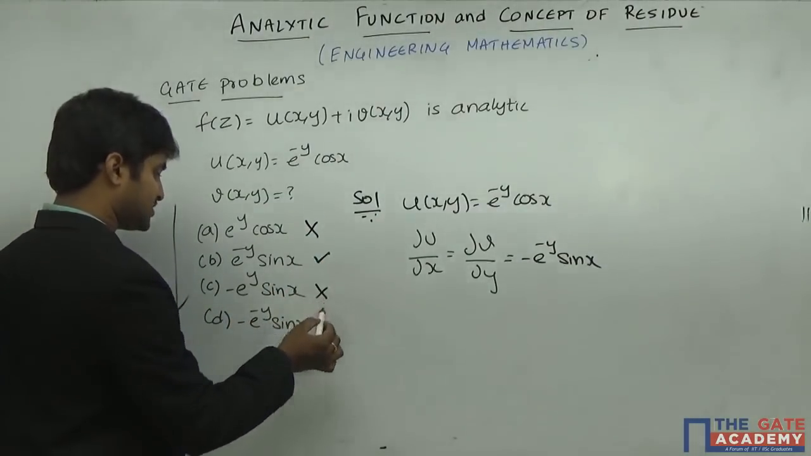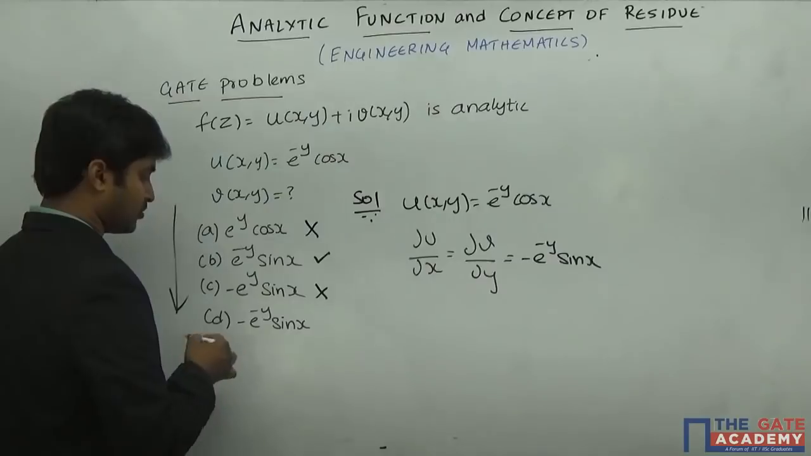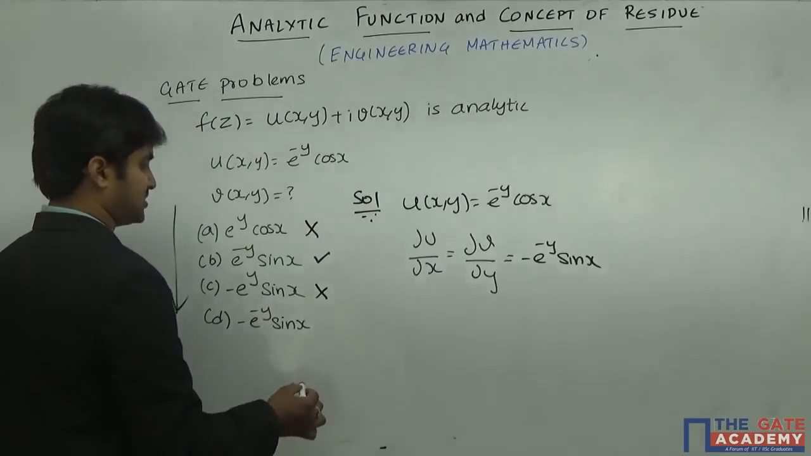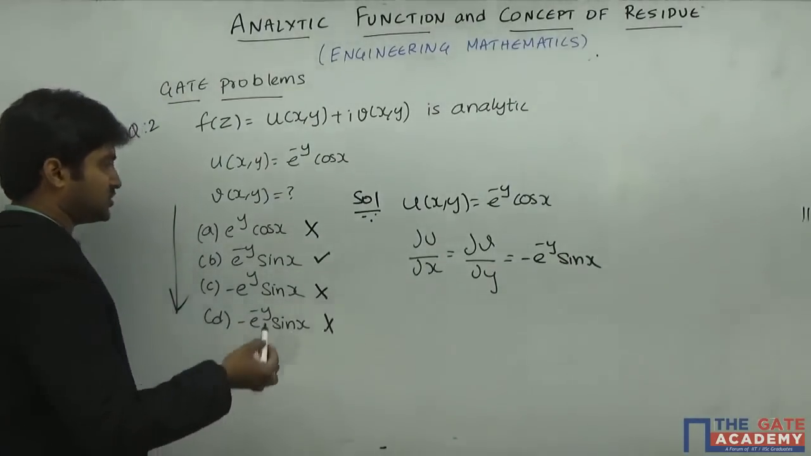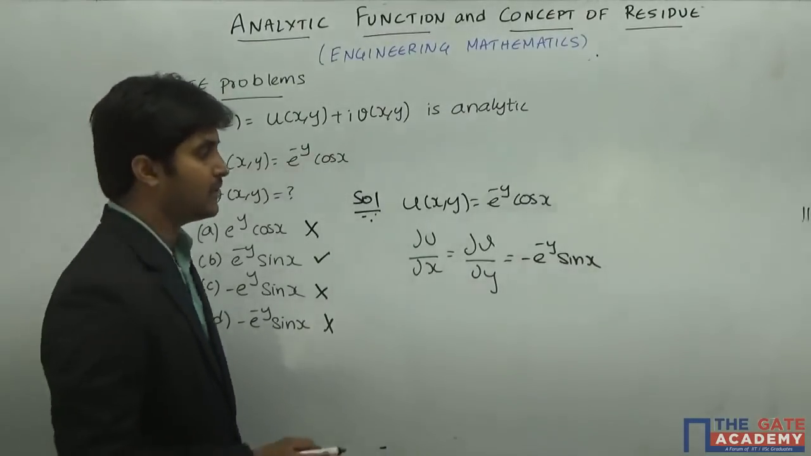This will not be the case. This one, if you differentiate, you're going to get minus e power minus y cos x. This is not the case. So there is only one option that is going to satisfy, which is option B.